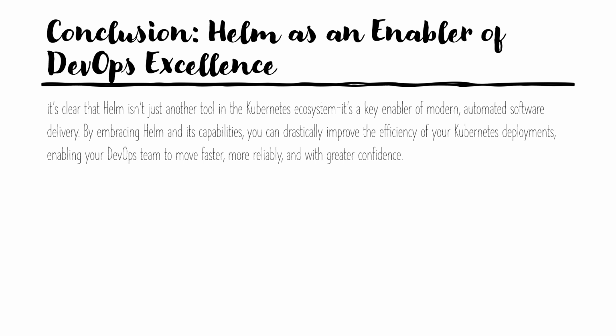Conclusion. Helm as an enabler of DevOps excellence. As we conclude this journey into Helm's role in DevOps, it's clear that Helm isn't just another tool in the Kubernetes ecosystem, it's a key enabler of modern, automated software delivery. By embracing Helm and its capabilities, you can drastically improve the efficiency of your Kubernetes deployments, enabling your DevOps team to move faster, more reliably, and with greater confidence. In a world where agility and automation are critical, Helm helps you orchestrate the complex machinery of cloud-native applications, ensuring that every release is as seamless as possible.